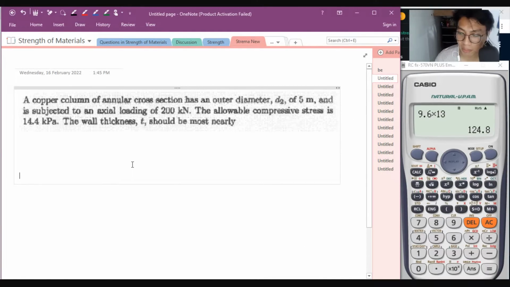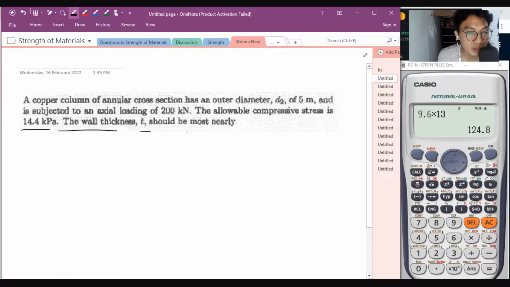A copper column of annular cross-section has an outer diameter of D2 and of 5 meters and is subjected to an axial load of 200 kilonewtons. The allowable compressive stress is 14.4 kPa. The wall thickness T should be most nearly what value? Now, you are given here D2 at 5 meters and is subjected to axial loading. Meron ka ng axial loading dito. So, paano ang solving nito?